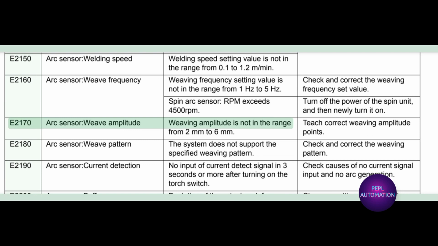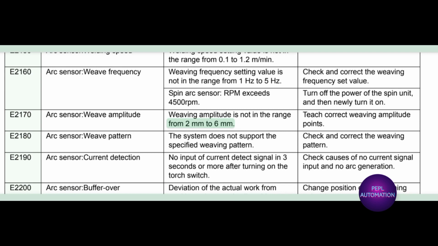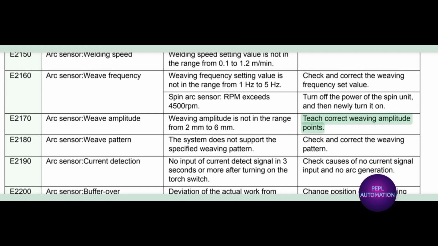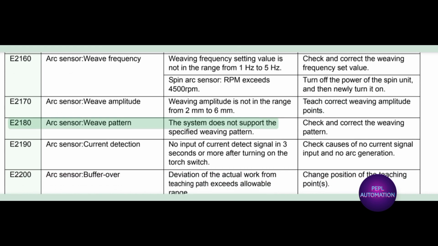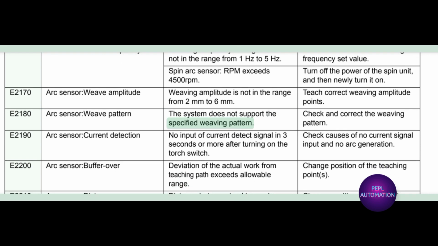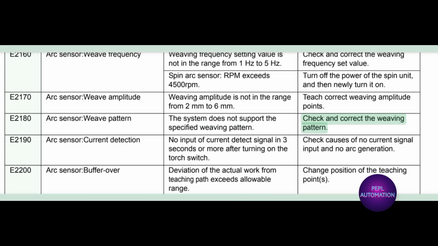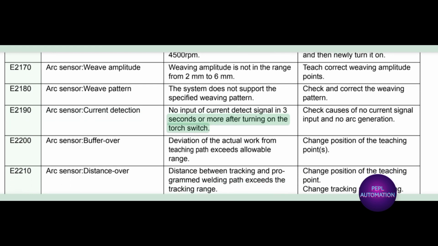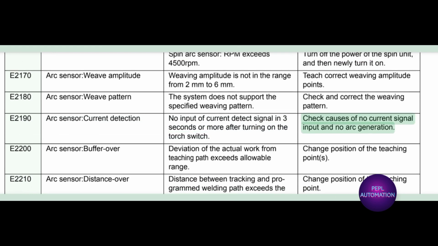E2170 Arc sensor, weaving amplitude is not in the range from 2 mm to 6 mm. Teach correct weaving amplitude points. E2180 Arc sensor, weave pattern. The system does not support the specified weaving pattern. Check and correct the weaving pattern. E2190 Arc sensor, current detection. No input of current detect signal in 3 seconds or more after turning on the torch switch. Check causes of no current signal input and no arc generation.